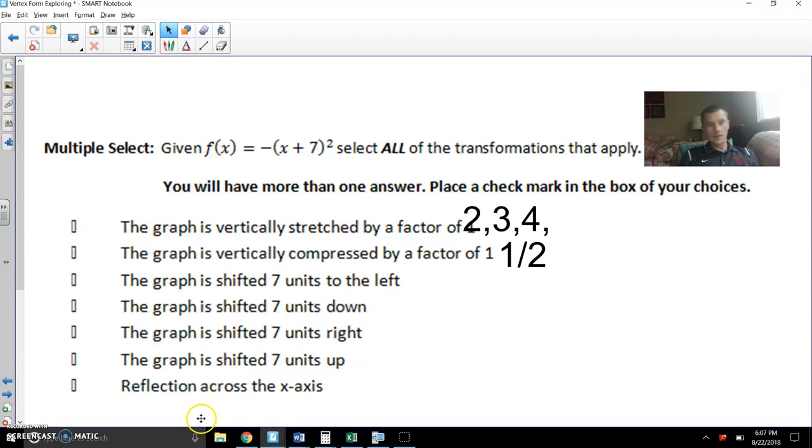So tell me which one of these you think this means. What does that represent? Is that more left, right, up, or down? And then what does that minus represent?